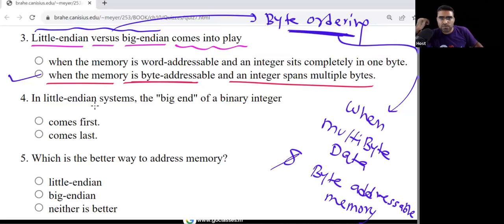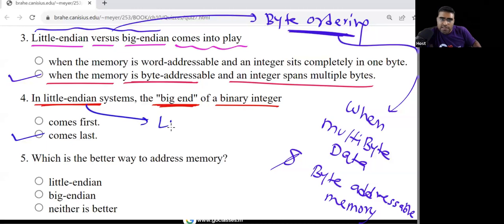What about the next question? In a little Endian system, where does the big end of a binary integer go? In the little Endian system, the little end will come first, so the big end will come last. Option B. Yes or no? Because in the little Endian system, the little end comes first, so the big end will come last.